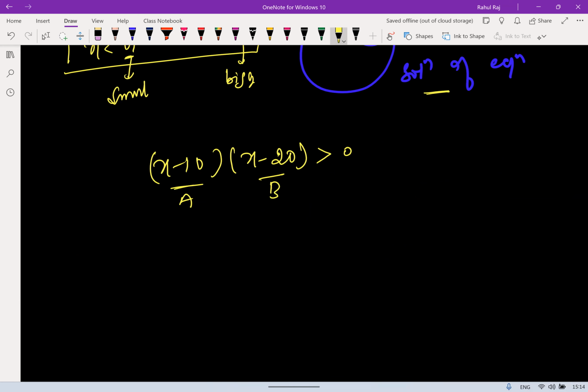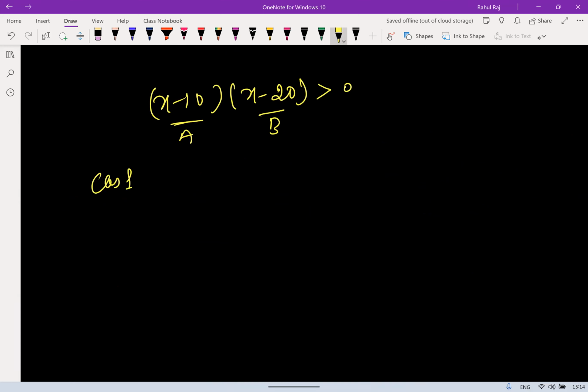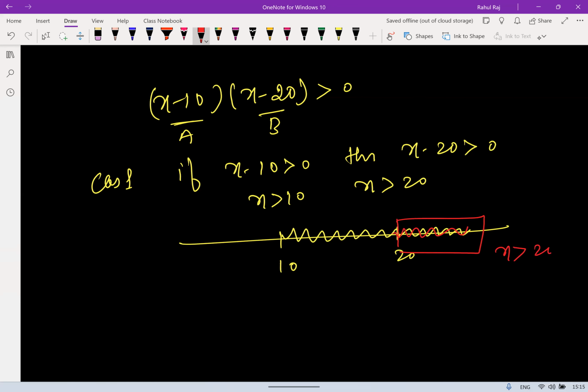Now I have ab greater than 0. It means what? A and b are of the same sign. So I'll have to take two cases. Case 1. If a is greater than 0, that is if x minus 10 is greater than 0, then b should be greater than 0. That is x minus 20 should be greater than 0. Am I right? So if x is greater than 10, then x should be greater than 20. Just represent them on a number line. This is 10, this is 20. X is greater than 10. And x is greater than 20. So the common value is what? X is greater than 20.